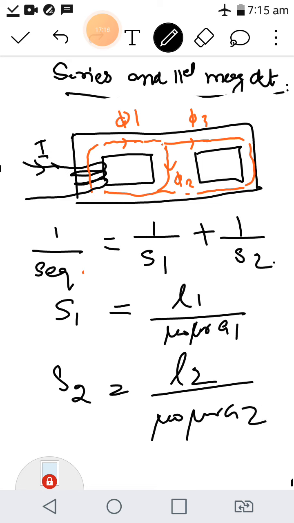What is L1? Length of the first magnetic path. L2 is the length of the second magnetic path. Mu r1 is the relative permeability of the first material, and mu r2 is the relative permeability of the second material, and A1 and A2 are the areas of cross section. So this is the way to calculate, or this is the analysis of series and parallel magnetic circuits, similar to the case of series and parallel electrical circuits.